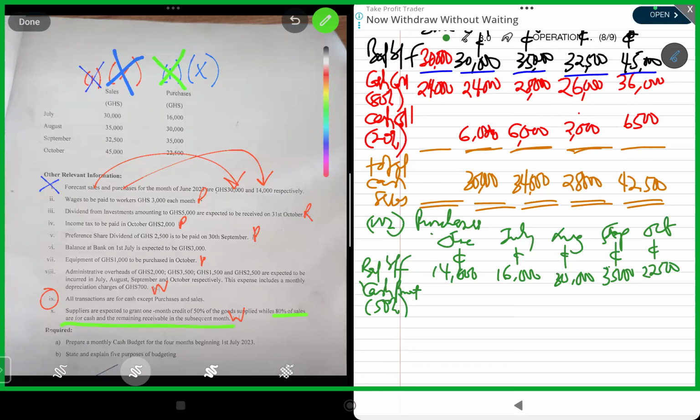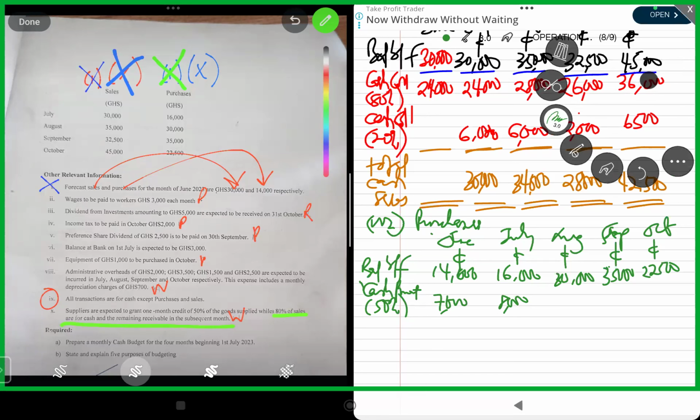Okay. So let's go. 50% in June. We are using the 14,000, right? 50% in June is 7,000. July, 8,000. August, 15,000. September.